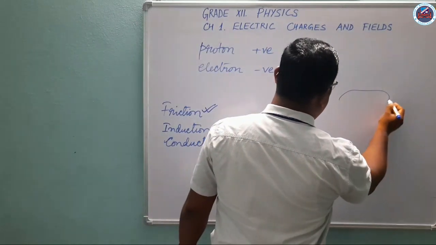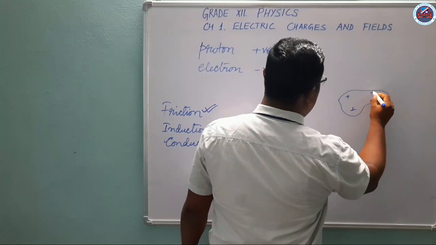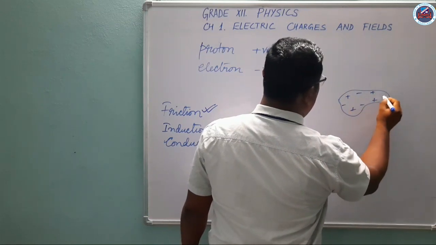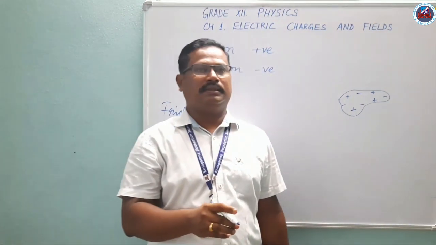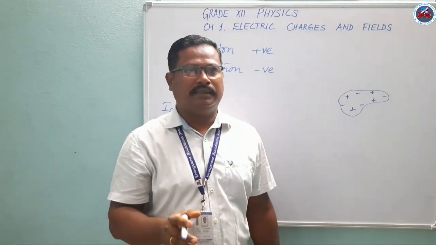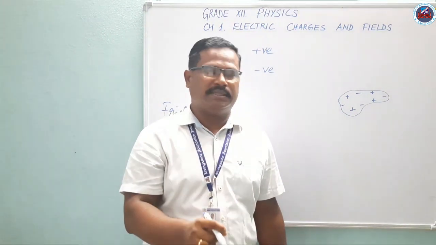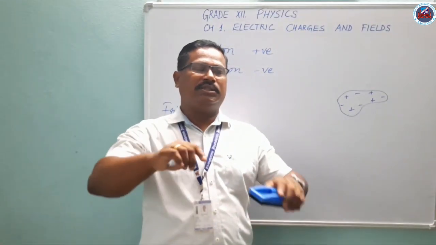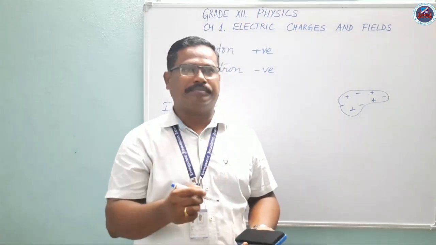Suppose this is our paper. Initially, the charges were distributed like this on the surface. And one thing you need to know is that for any object which is charged, or if charges are present in the object, the charge resides only on the surface, not inside the body.